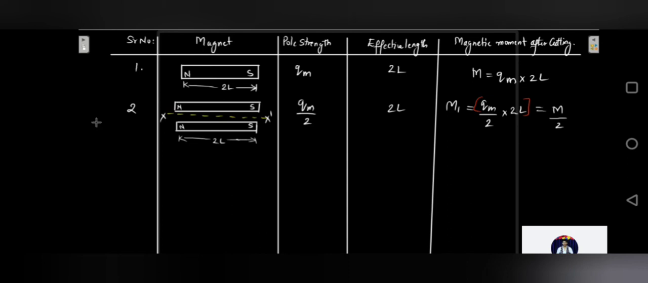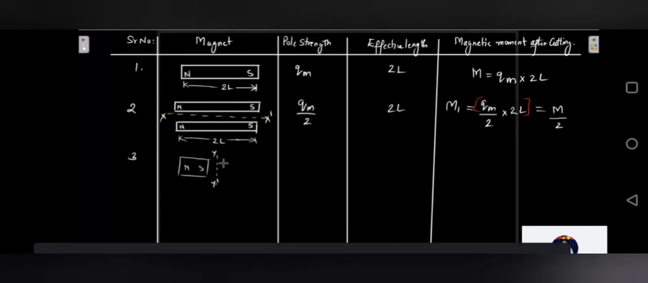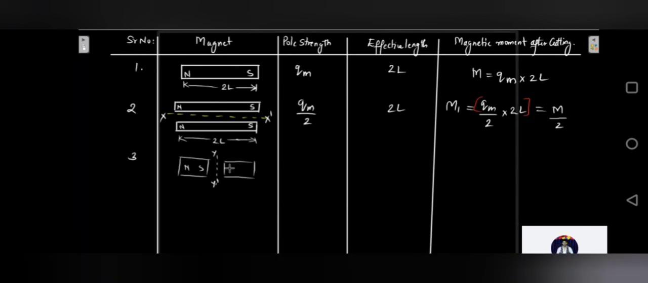The third case is, supposing you cut it like this, vertically. Supposing one piece becomes like this. This is your north south. You have cut it like this now along y dash. And this is another piece on the other side, which is north south again. Again, it is converted into two magnets, but in this case, when you are dividing it like this, the pole strength is going to remain same. This pole strength qm is going to remain same. The length in this case will become half. This will become L, this one will become L. So effective length is going to become L over here.